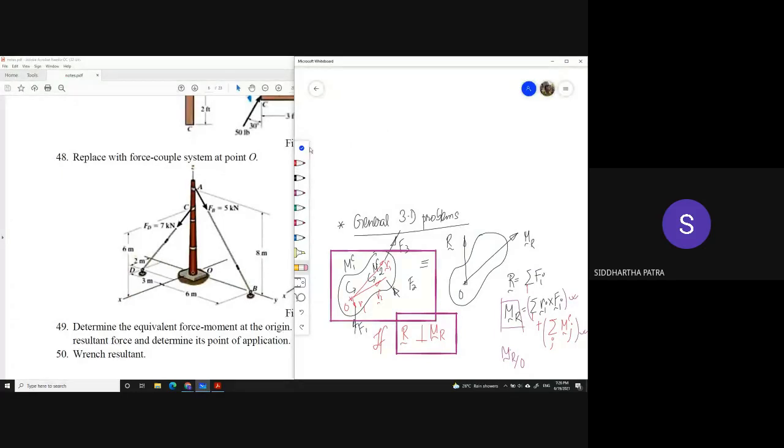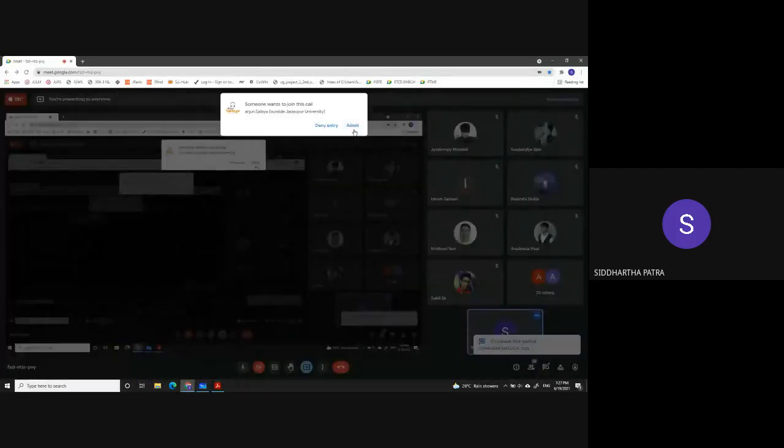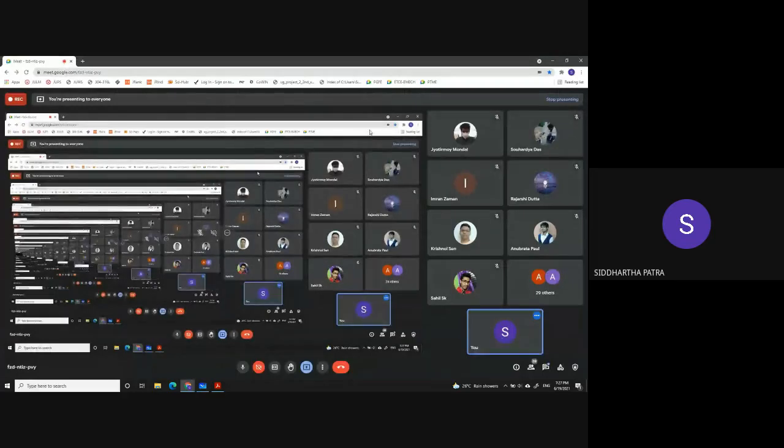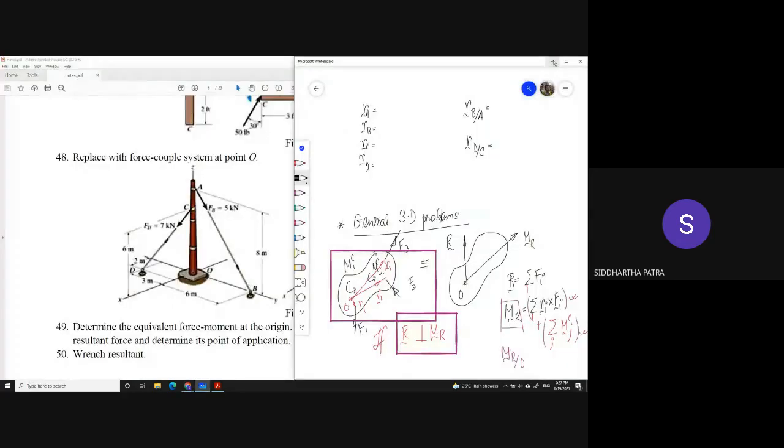So from this figure, we can identify the position vectors RA, RB, RC, and RD. So you can write those down. And from that we can identify how much is B with respect to A, and D with respect to C. What is the position vector of B with respect to A?